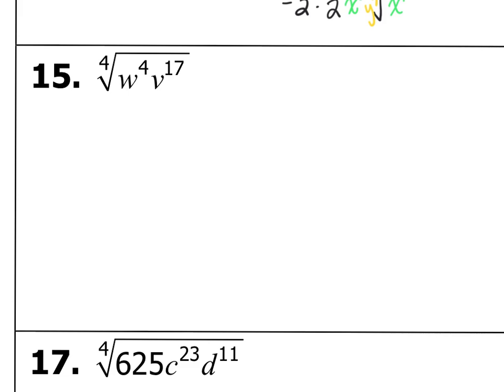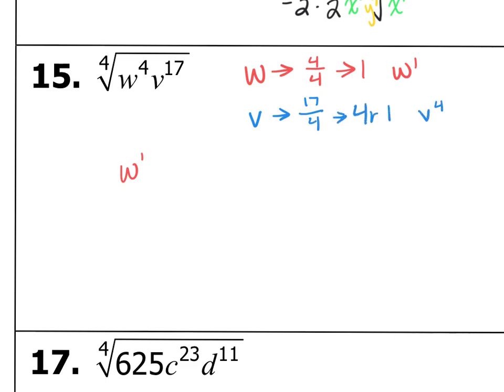The next one we're going to look at is a 4th root. Now this one doesn't have any constants, so all we have to worry about is the variables. So 4 over 4 is just 1, so W to the 1st will go on the outside of the radical. And V, 17 over 4, is 4 remainder 1, so V to the 4th will go outside, V to the 1st will go inside. So then my final answer is W times V to the 4th times the 4th root of V.